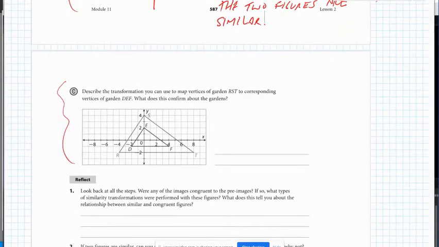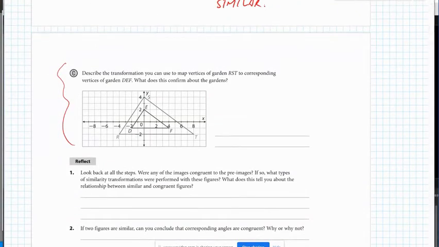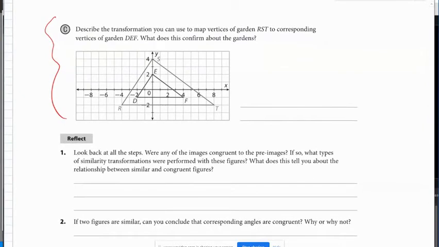Okay, and then go ahead and take a look at C and pause your video and see if you can come up with a similarity transformation that maps the small one to the big one, small triangle to the big triangle, or the big triangle to the small triangle. Either way will work. They actually do say in the directions to map RST to DEF. So go from the big one to the small one.